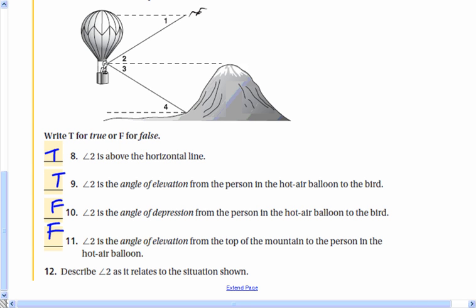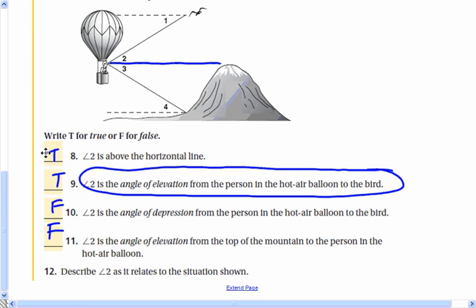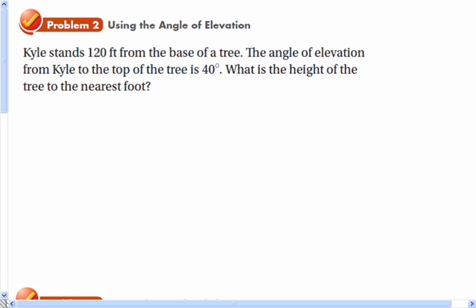So angle 2 is an angle of elevation from the person in the hot air balloon to the bird. And that's because it's above a horizontal line. So it's actually this one here.